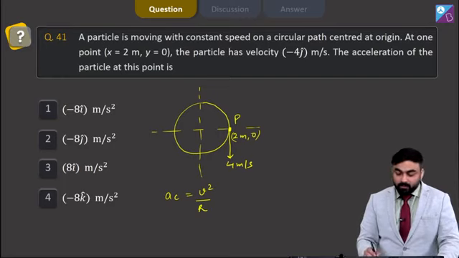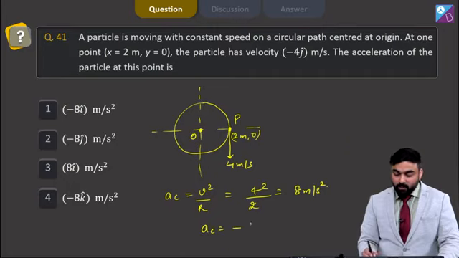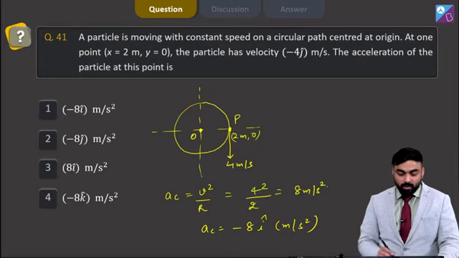Okay, now here r is equal to 2 and v is equal to 4. So v is 4 square over 2. So this will be 8 meter per second square. And the direction of centripetal force is towards the center of the circle, that is towards O. So AC will be equal to minus 8 i cap meter per second square.